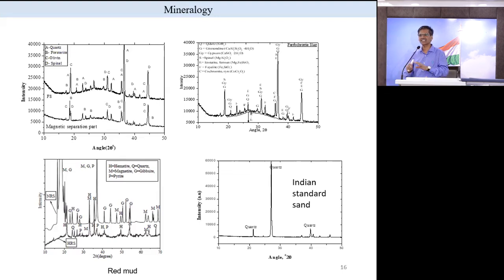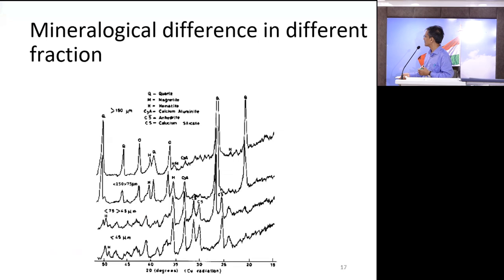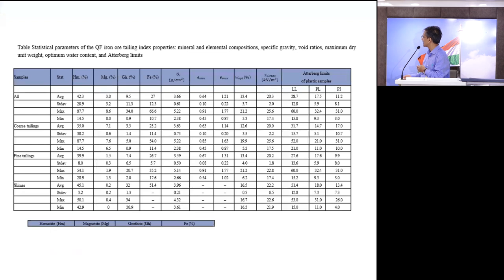The particle sizes are all the same, it is sand size. But you see, they have different minerals. Obviously, they will be different. Even in fly ash from lignite or high calcium fly ash, the different fly ash fractions have different minerals. So what do you expect? They will behave differently. And hopefully this font size becomes smaller, but you will see this is iron ore tailing.